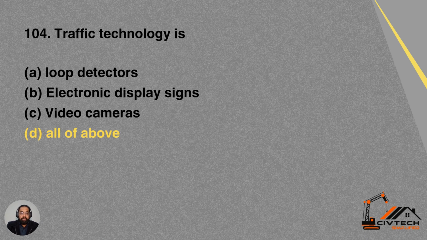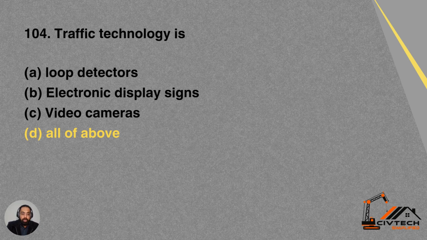Question number 104. Traffic technology is option A, loop detectors. Option B, electronic display signs. Option C is video cameras. And option D, all of the above. So within the given options, all are coming under traffic technology. So D is the correct answer.